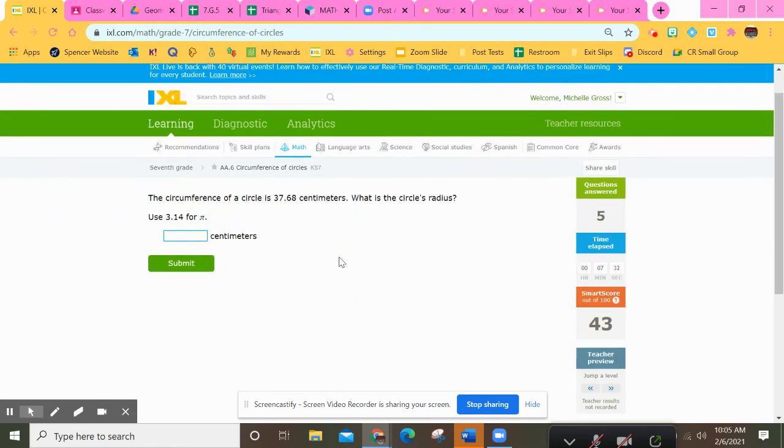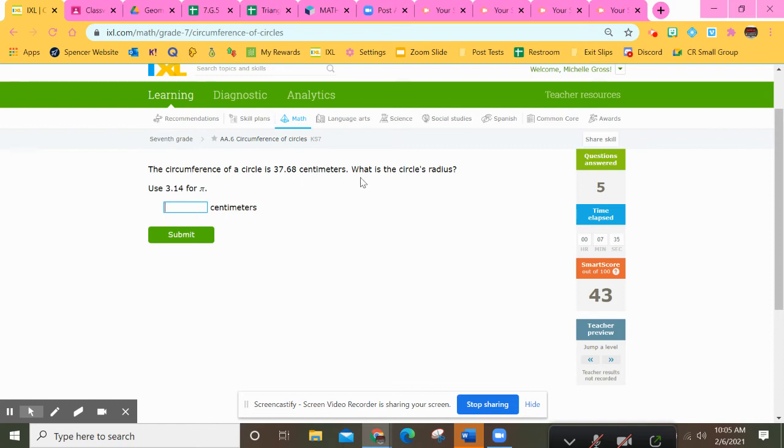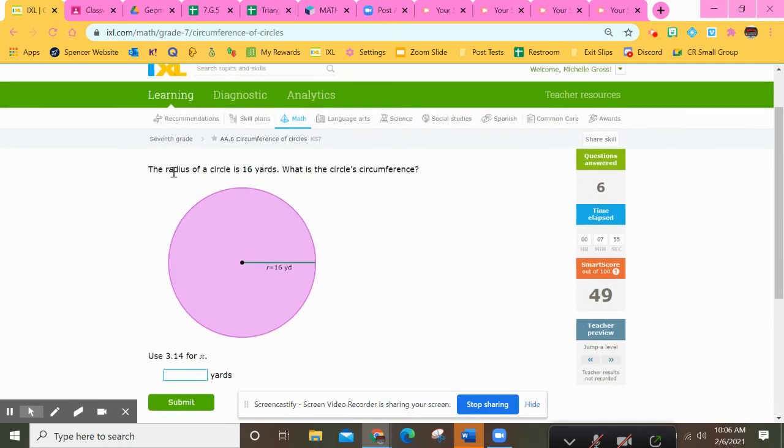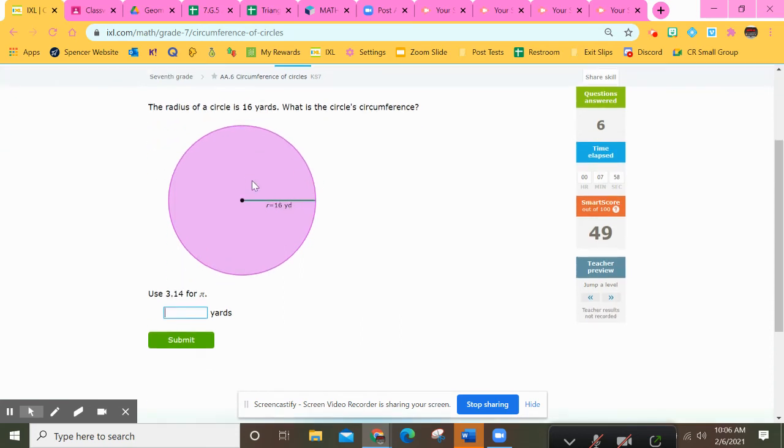Well, there we go. The circumference is 37.68. What is its radius? Okay, so let's take that 37.68 and divide by 3.14, and that gives us 12. 12 is its diameter. So if its diameter is 12, the radius is going to be half of it, so we take 6. So when you get problems like this, you're just working backwards. The radius is 16. What's its circumference? Well, we need the diameter, so we need to do times 2 here. So the diameter would be 32, and we're going to do 32 times 3.14, and we get 100.48.